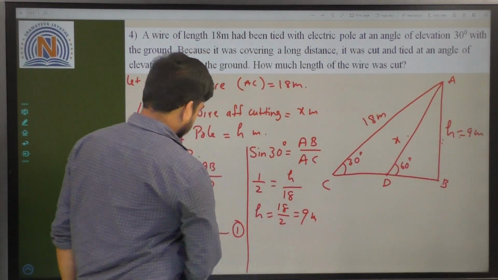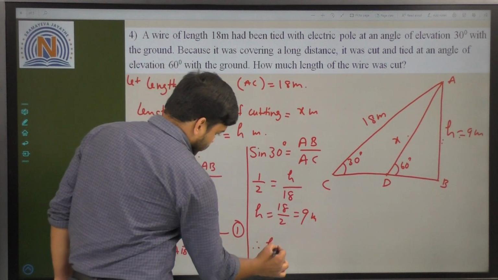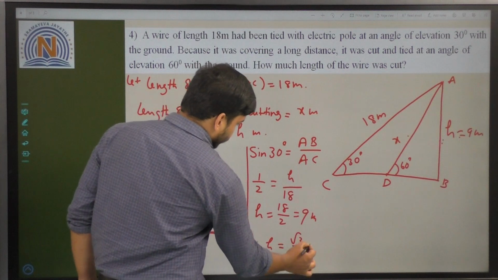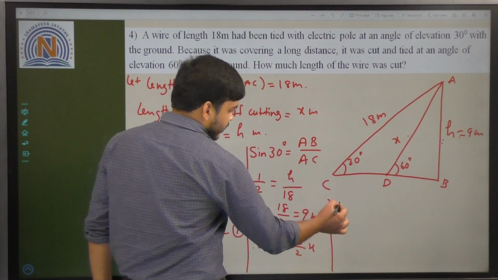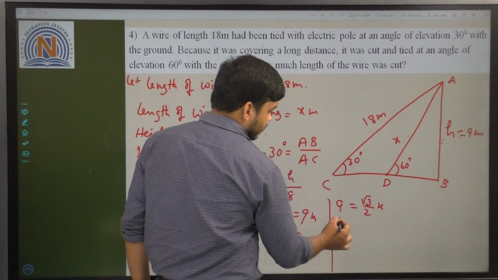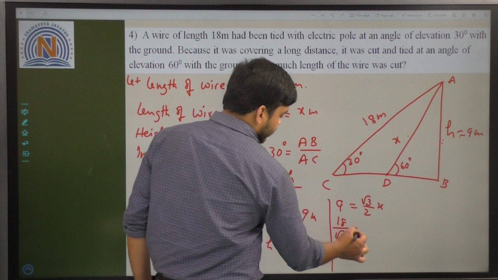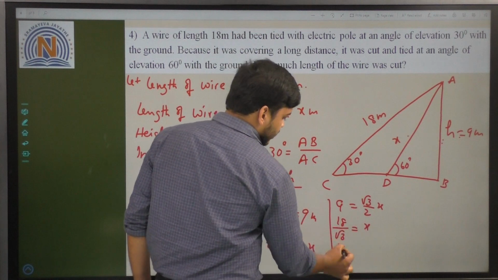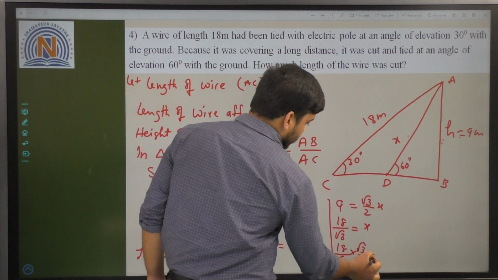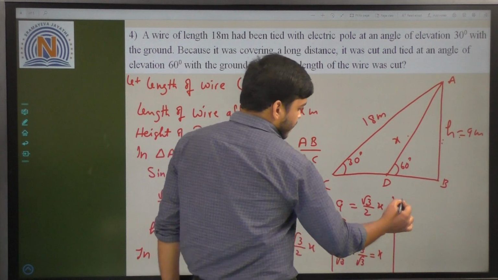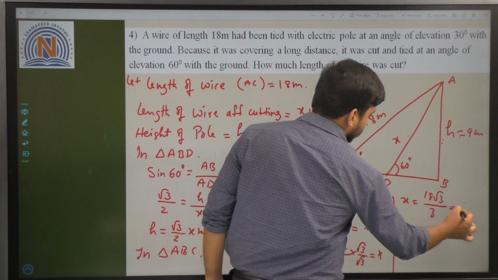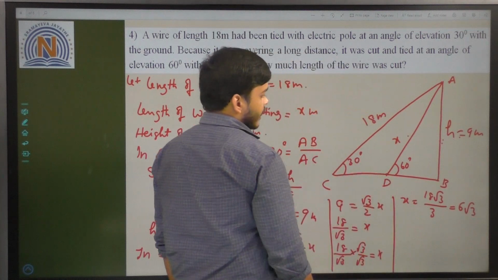Now substitute the H value in equation 1. Therefore H is equal to root 3 by 2 into X. So the H value, 9, is equal to root 3 by 2 into X. So 18 by root 3 is equal to X. Rationalize the denominator: 18 by root 3 into root 3 by root 3 is equal to X. Therefore X is equal to 18 root 3 by 3, and 6 root 3 is the X value.